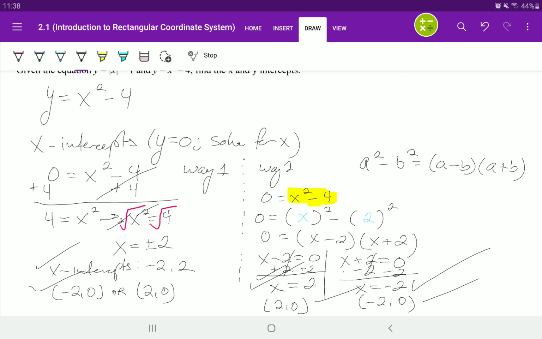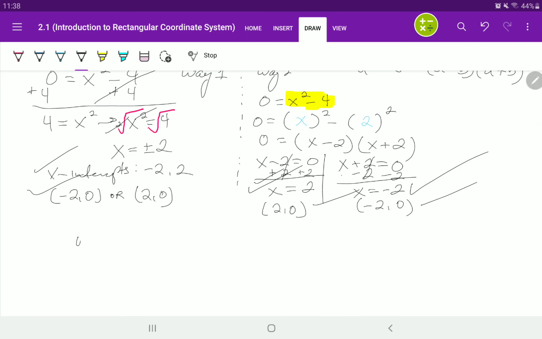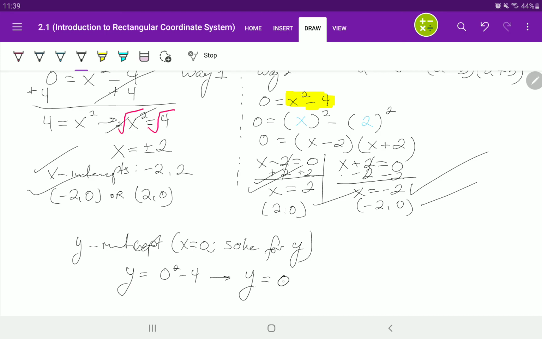All right, let's find the y-intercept real quick. So for the y-intercept, we set x equal to 0 and solve for y. So there we have y equals 0 squared minus 4. 0 squared is just 0. So y equals 0 minus 4. Y equals -4. So therefore, the y-intercept is going to be -4. The coordinate is (0, -4).